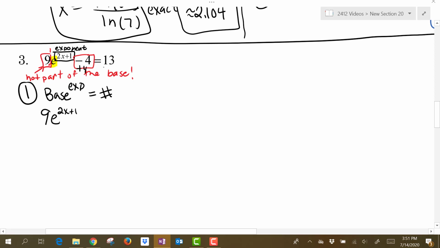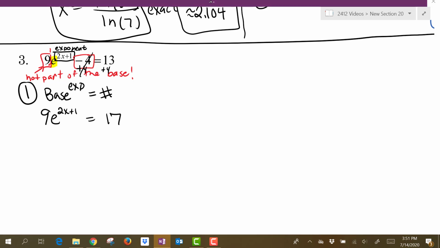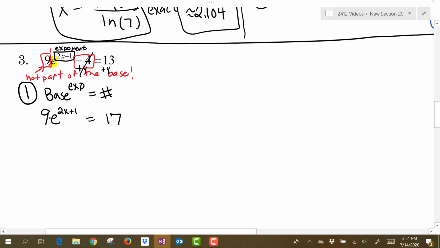So we'll say plus 4 plus 4. So the 4's cancel, and I'm left with, what is that, 17. So now we want to get rid of the 9 that's once again not part of the base. We'll divide both sides by 9.